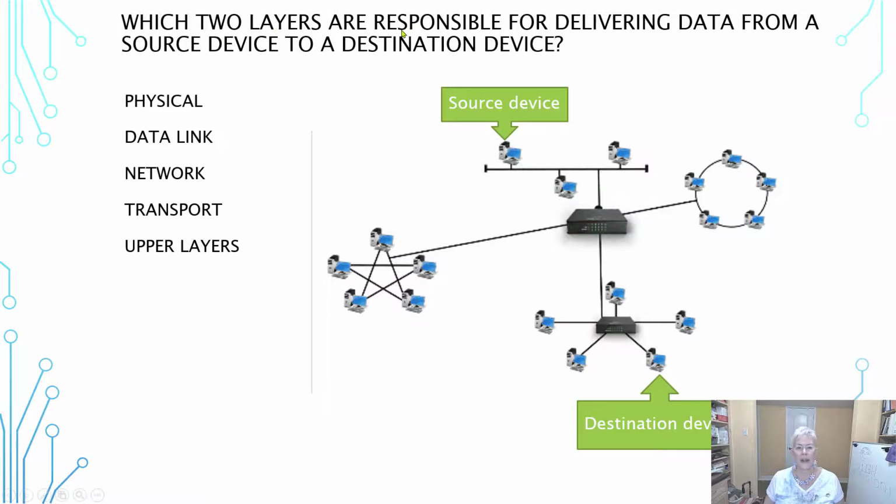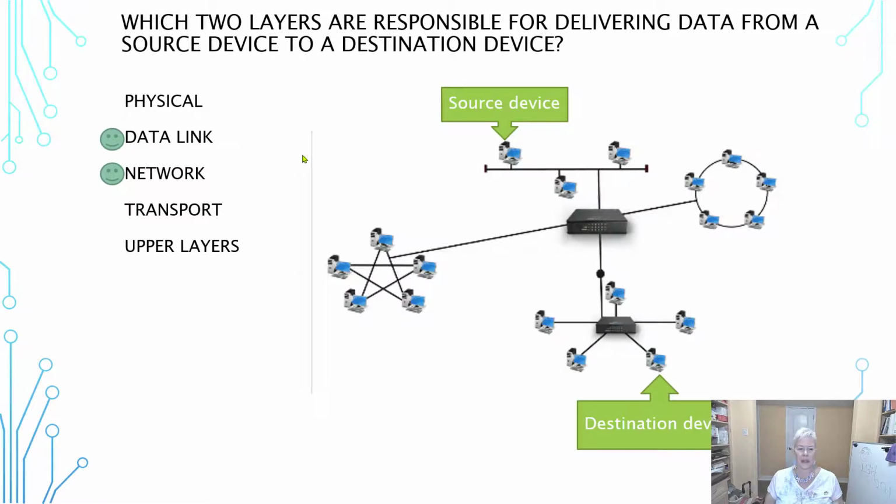Which two layers are responsible for delivering data from a source device to a destination device? So there's two layers that have very specific jobs in delivering data from point A to point B. Physical, data link, network, transport, or the upper layers. And here we have a nice little example. Data link and the network layer.